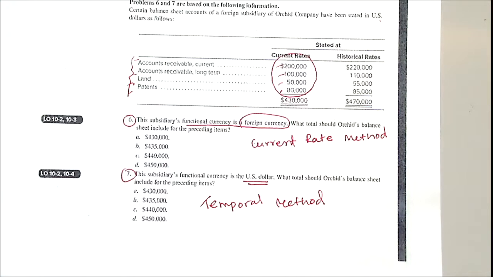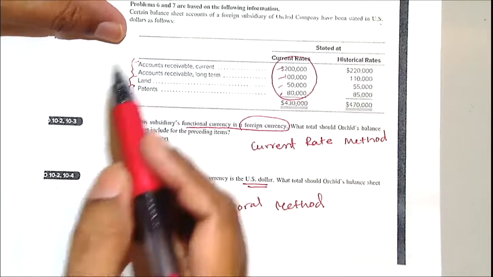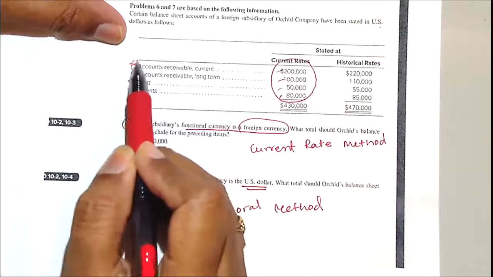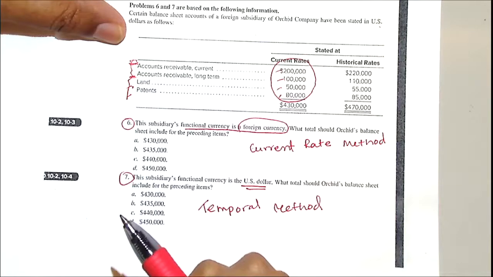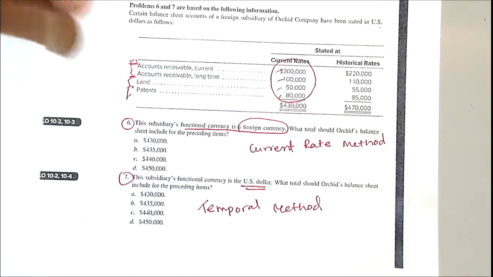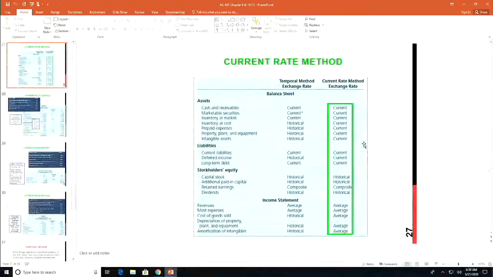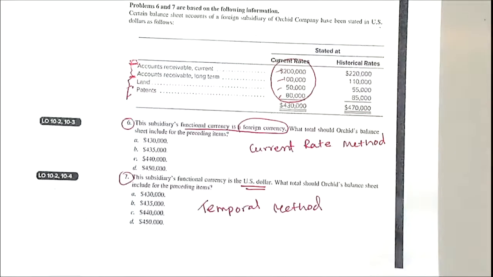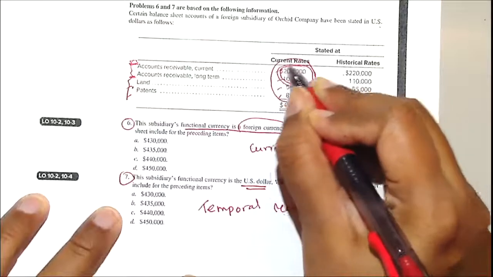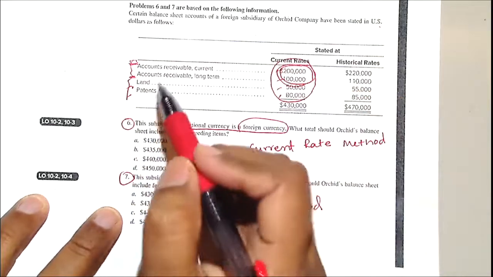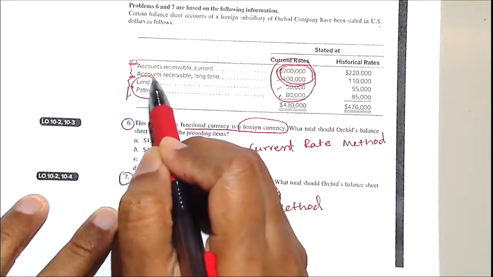Noah, look at the temporal column and tell me if you need to convert account receivable, what rate you're going to use. Yeah, because if you look at this table, for account receivables, cash and receivables, under the temporal column, it's the current rate. Great. So for my receivables item, we're going to use the current rate. That means 200,000 and 100,000. Kelvin, how about land and patent under the temporal column?